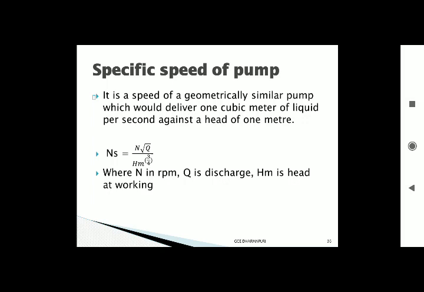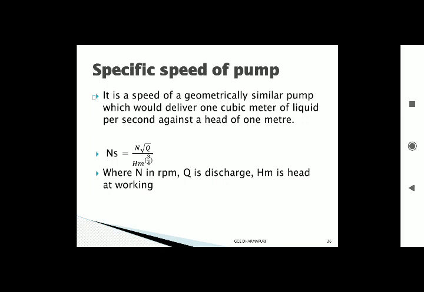Head means the height against which that pump is working. So if head and discharge both are unit values, then that speed is called specific speed. It is constant for a particular pump. So that's why we are finding specific speed, which is constant for a particular pump. So it's an important 2 mark question. NS is equal to N RPM times root Q divided by head power 3 by 4.